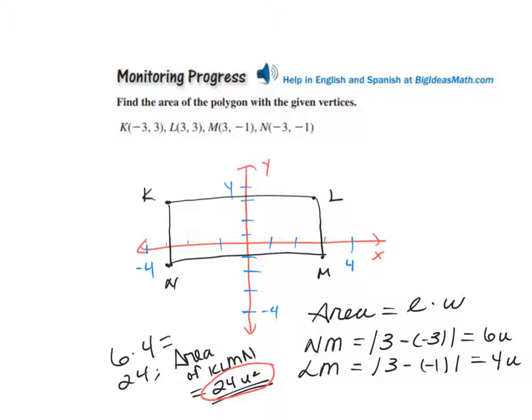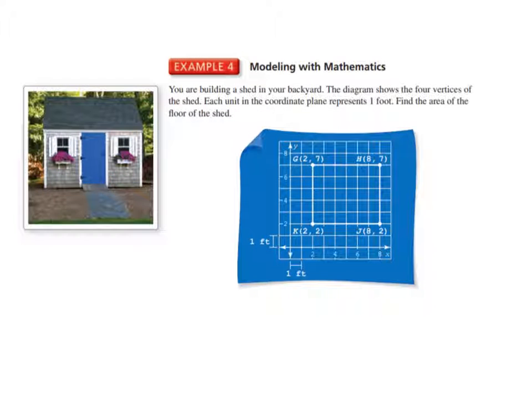Okay, the last one's a word problem, but it's essentially the same thing. We'll just talk about it. You don't have to write it down, unless you want to. Do you want me to go back? Are we good? Okay, this is just a word problem. It says you are building a shed in your backyard. The diagram shows the 4 vertices of the shed. Each unit in the coordinate plane represents 1 foot. Find the area of the floor of the shed.